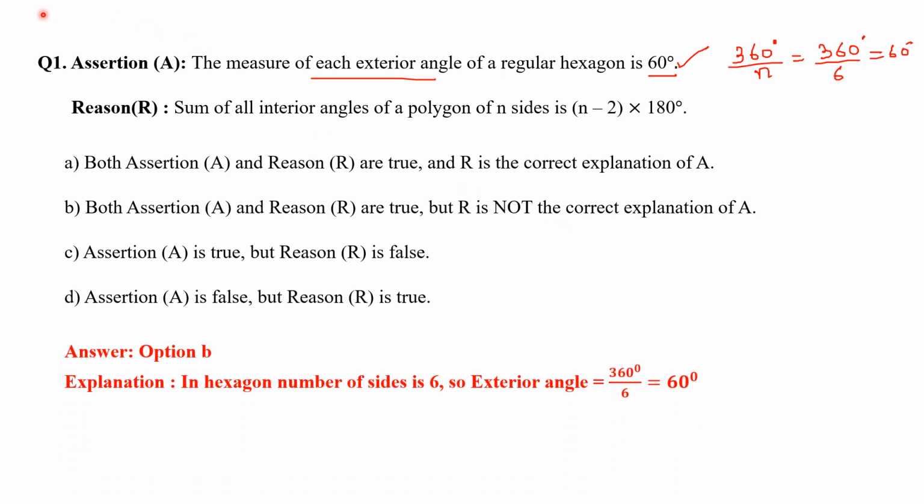Okay. So I have given the explanation also. In hexagon, number of sides is 6. So exterior angle is 360 degree divided by 6, which is 60 degree. Okay.